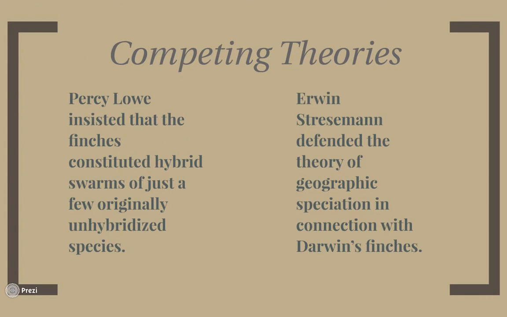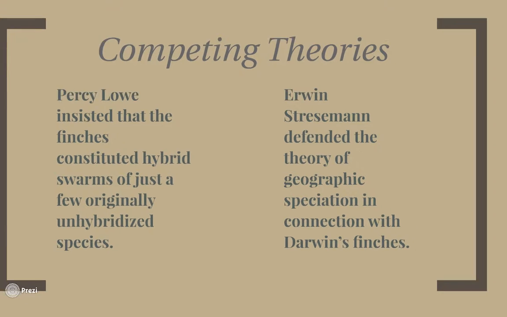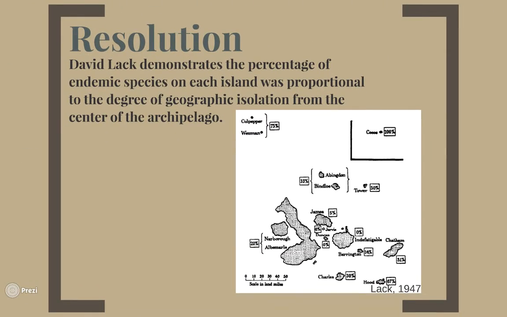Percy Lowe insisted that finches were comprised of hybrid swarms of just a few originally unhybridized species, while Erwin Stresemann defended the theory that geographic isolation had led to speciation. It was the research of David Lack in the 1940s that would put an end to these debates, and also finally turned Darwin's finches into a rigorous demonstration of speciation through geographic isolation. Lack showed that the percent of endemic or native species on any island was proportional to the distance of that island from the center of the archipelago, proving that geographic location and isolation was key in the creation of new species.